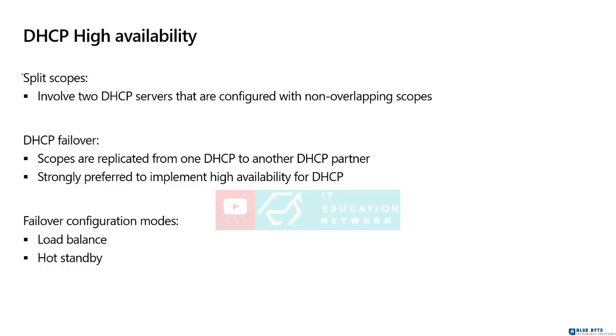The first solution is a split scope. A split scope means you have 2 DHCP servers, and they're just configured with non-overlapping scopes, meaning the addresses don't overlap on DHCP server 1 and on DHCP server 2. Manually, you could install DHCP on 2 servers and create 2 separate scopes. What's unique about this is an actual configuration on your DHCP servers that will automatically create the scope on the second server for you and let you configure this.